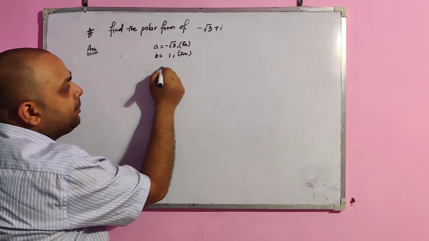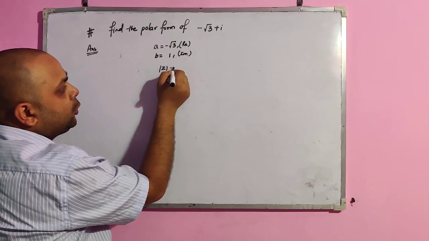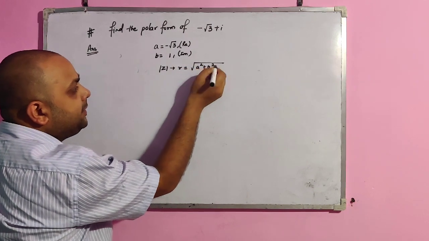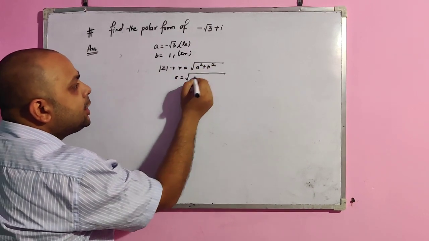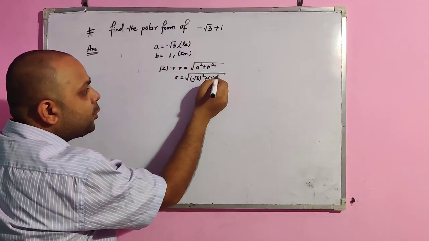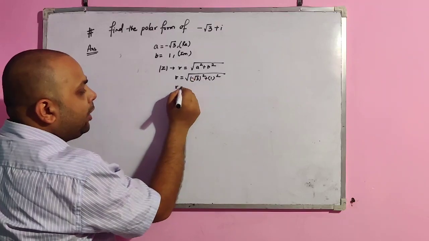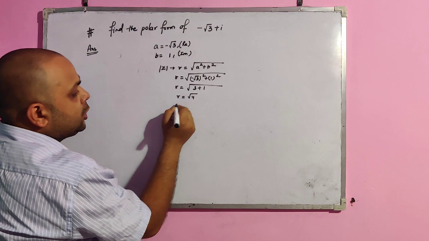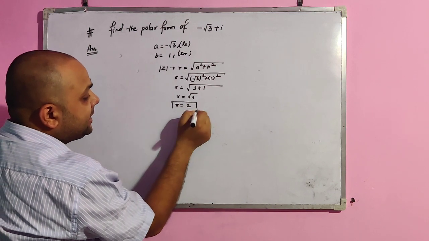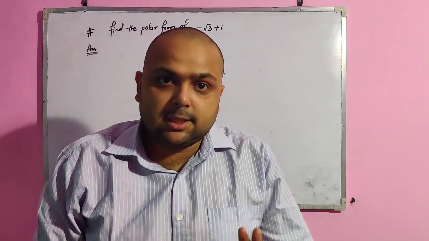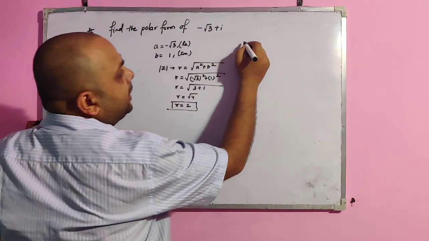Now calculating the modulus, r, which is equal to the square root of A square plus B square. So this is the square root of (negative root 3) square plus 1 square. So now this is 3 plus 1, which is root 4. So the value of the modulus we get is 2. First we have calculated the modulus.